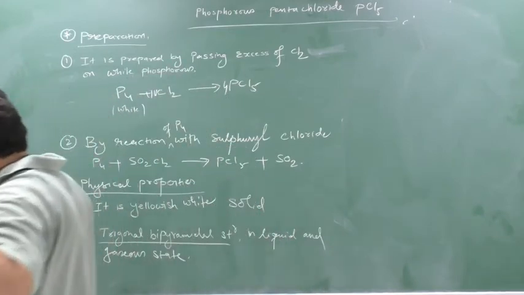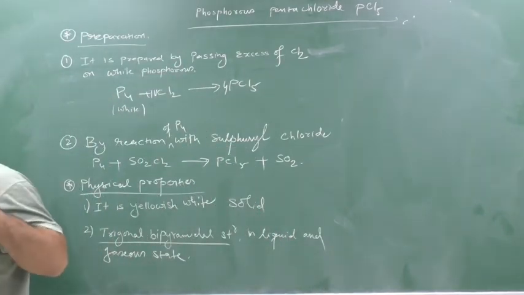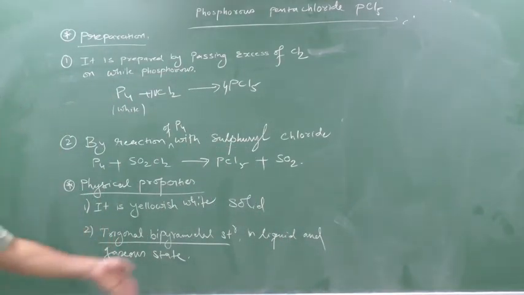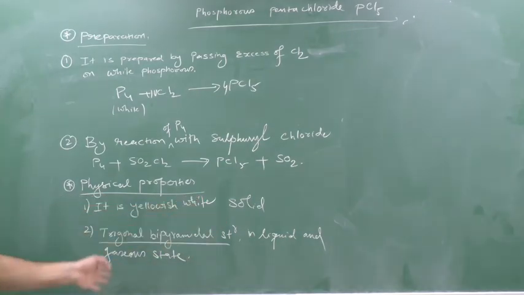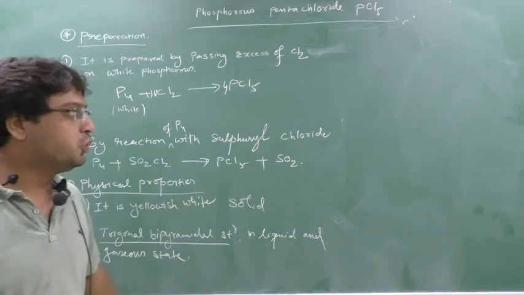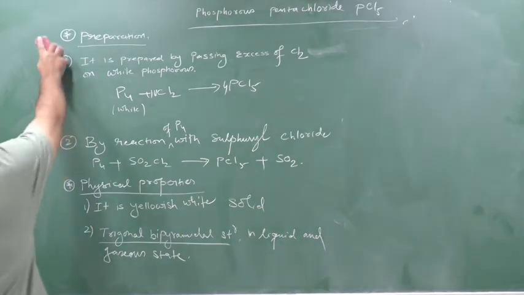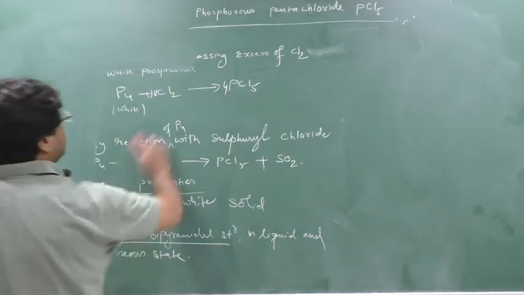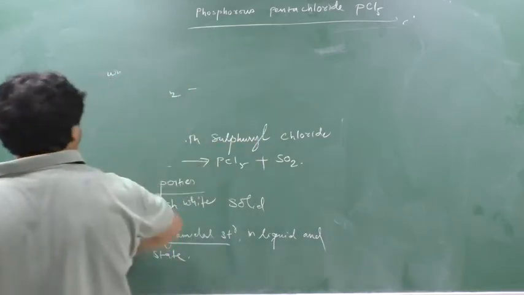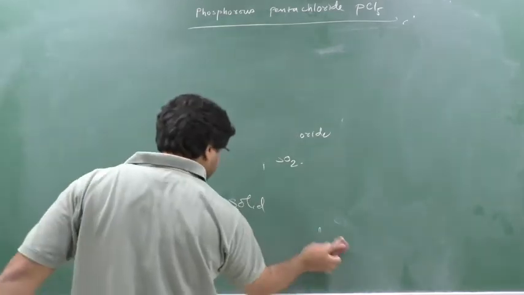Clear? Physical property, it is a yellowish white solid. There it was a fuming liquid, yes or no? So it is a yellowish white solid, and it is having a trigonal bipyramidal structure, whether in liquid or in gaseous state, as I told you. Clear? So you can write down. Now one more point I want to tell. That point is very important for your competition.